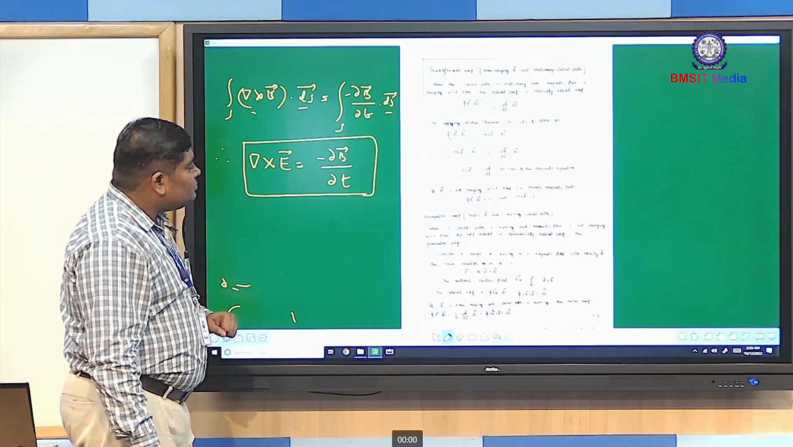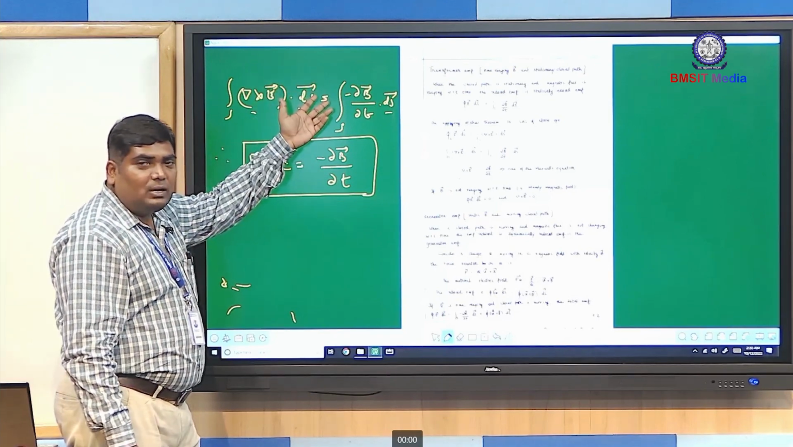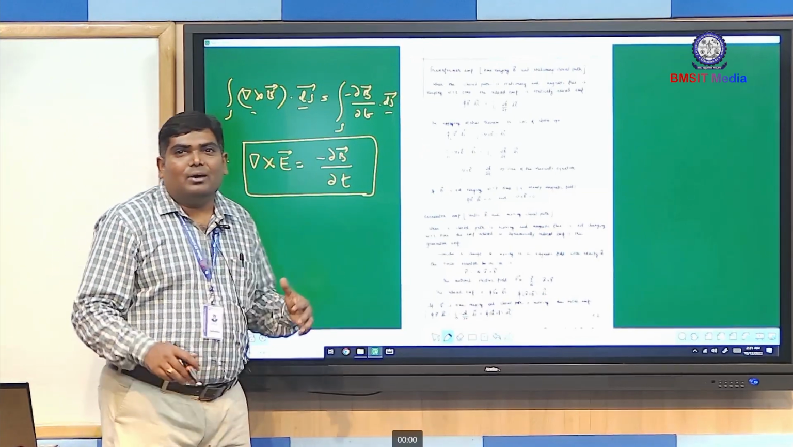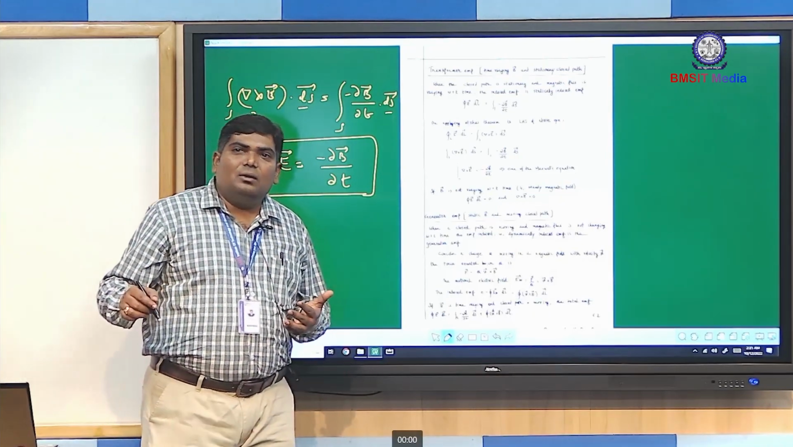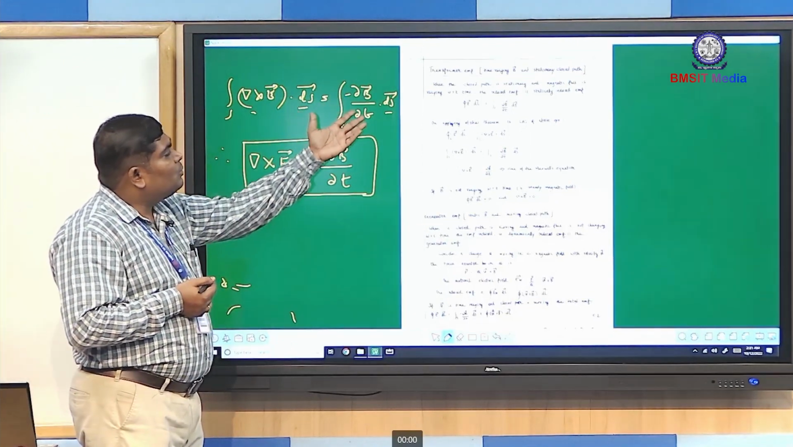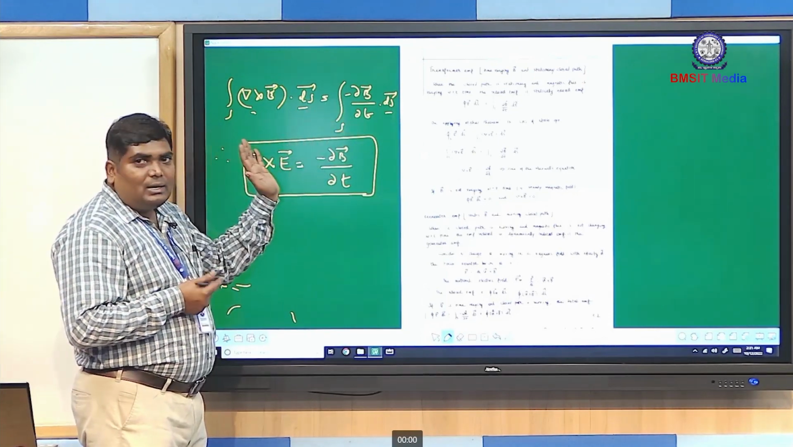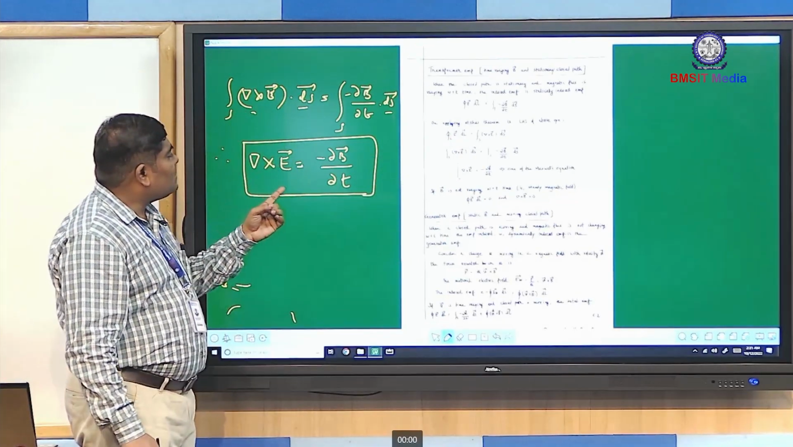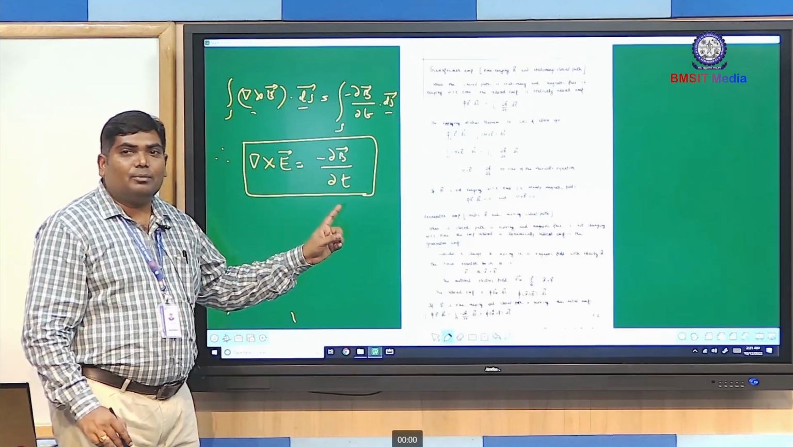So what is happening here? B is varying, that is the flux is varying, but for a stationary path we have found this. This is usually derived from Faraday's law. What Faraday's law says is that EMF equals the closed integral of E dot dl. From that we derived E dot dl equals minus ∂B/∂t dot ds. The line integral has been converted into a surface integral using Stokes theorem. Finally we have got del cross E equals minus ∂B/∂t. This is one of Maxwell's equations, derived from Faraday's law.